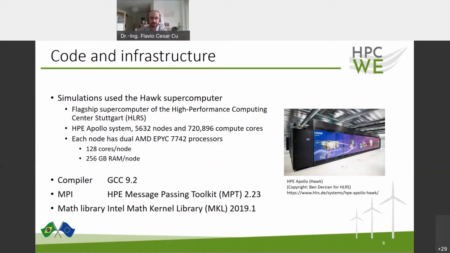The simulations have been run on the Hawk supercomputer. That's the flagship supercomputer of the HLRS. It's an HPE Apollo system with over 5,600 nodes and 720,000 compute cores. Each node has 128 cores and 256 gigs of RAM. And I have also the compiling information about the version of the compiler and the MPI libraries that I have used for these runs.